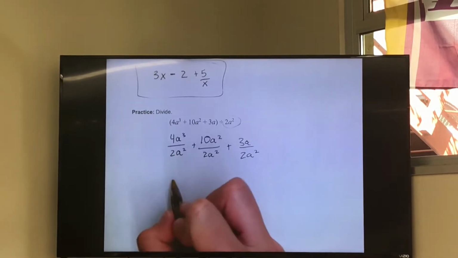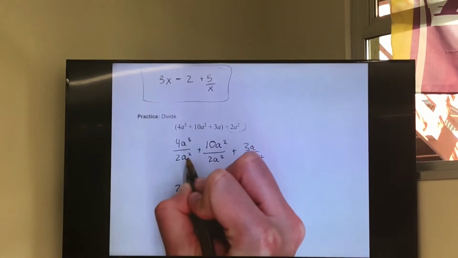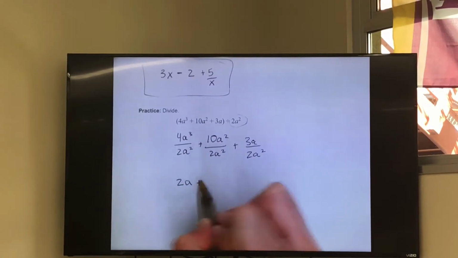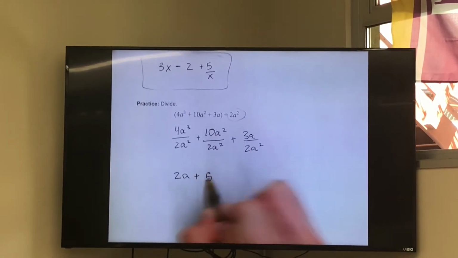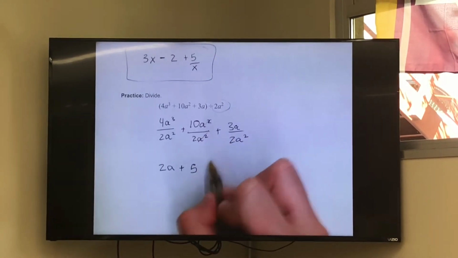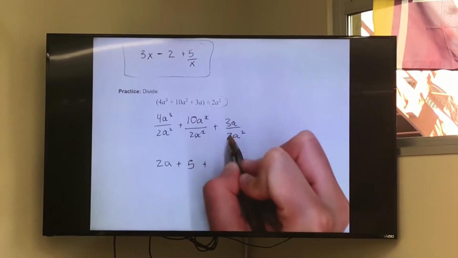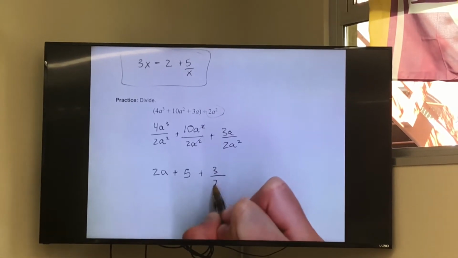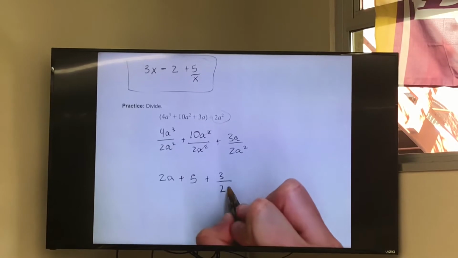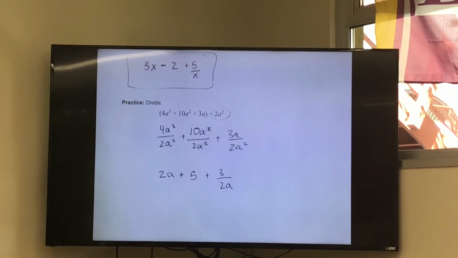4 divided by 2 is 2. A to the third divided by a squared would just become a on top. Plus 10 divided by 2 is 5. Here the a squareds perfectly cancel, so I'm just left with 5. Here 3 divided by 2 does not do anything, so I leave that. And then the a and the a squared would cancel to give me a on the bottom because the bigger exponent is on the bottom.